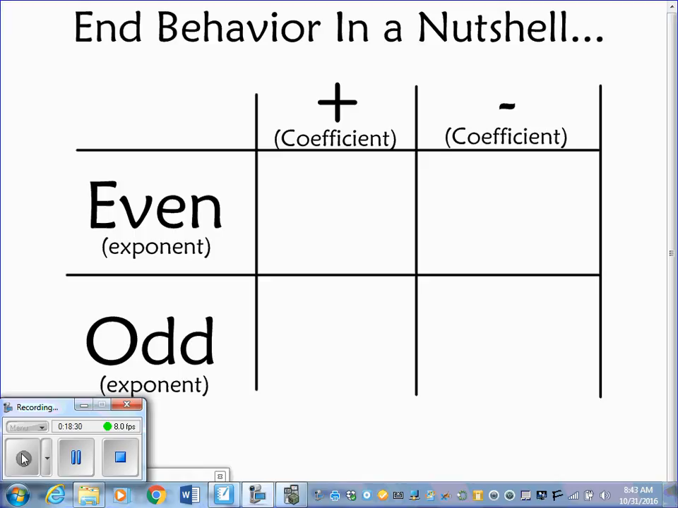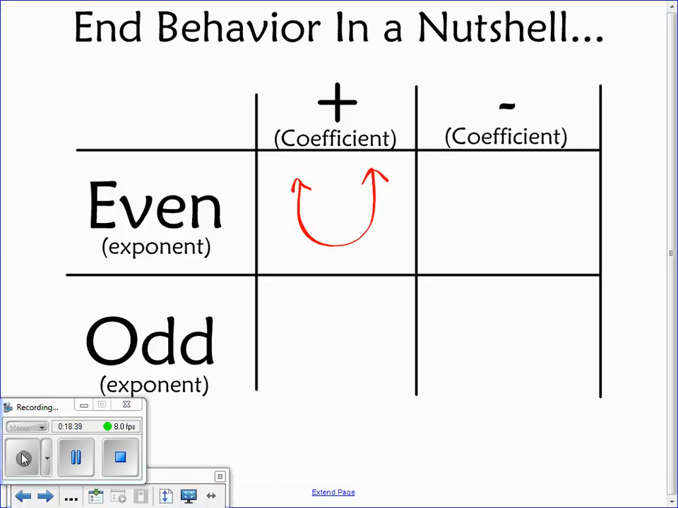So if the exponent was even and the coefficient, or the number in front, was positive, what did it look like? It was a happy face. Yay. And if it was even but negative, it was a sad face. So again, there are ways to remember this stuff because you're going to have to memorize it.